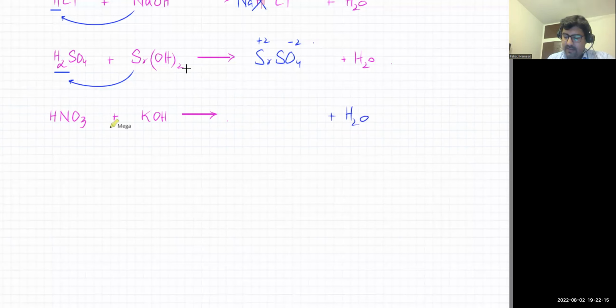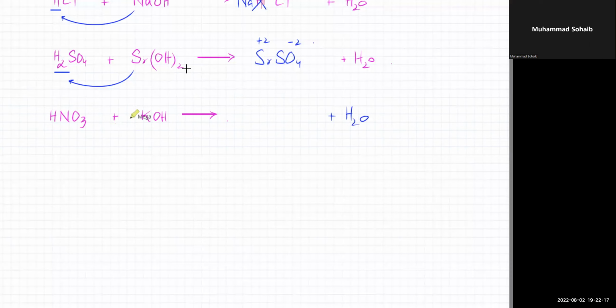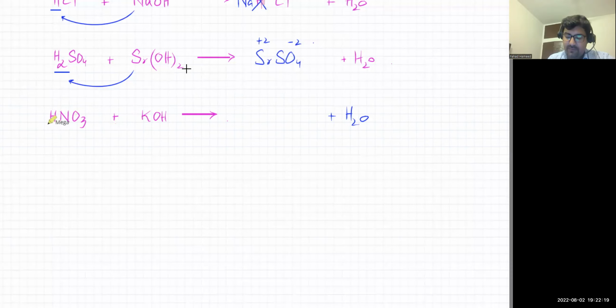And a salt, potassium nitrate, is going to be produced. The way I told you to figure out the formula of the salt is to get rid of the H in the acid and put the potassium in its place. The potassium will come in place of H. So instead of HNO3, it's going to be KNO3.